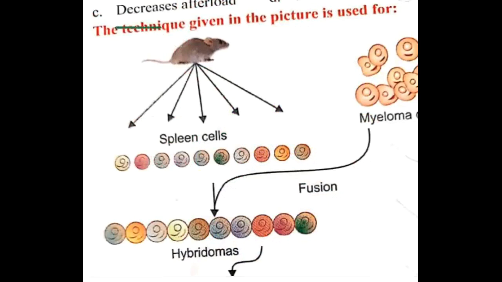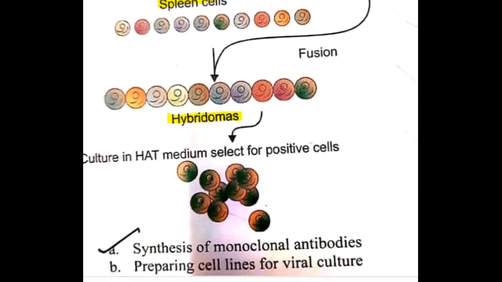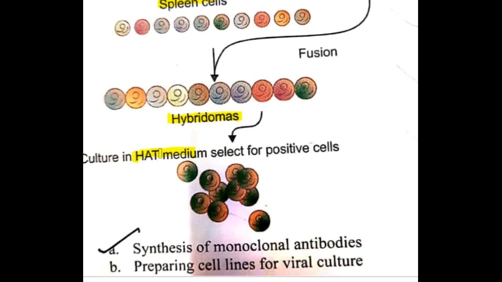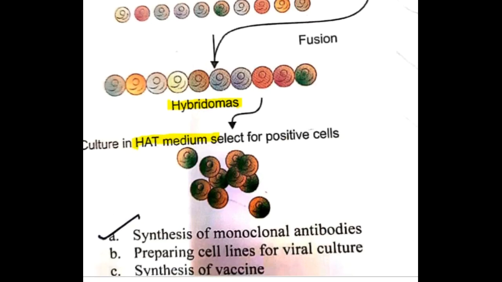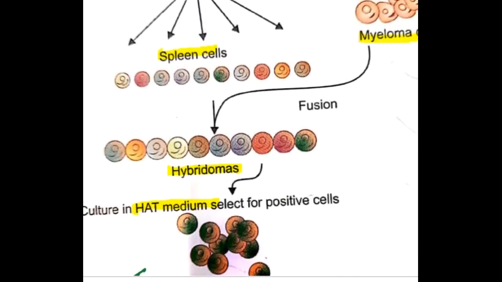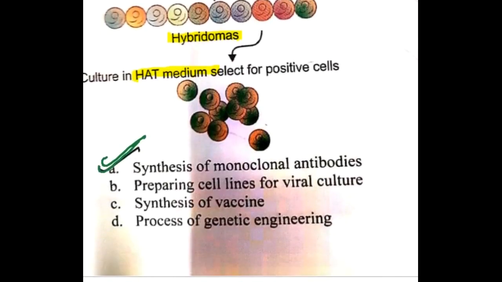Technique given in the picture. So here there is a mouse. From the mouse we have obtained spleen cells and we have fused them with myeloma cells. On fusion there is formation of hybridomas, which were cultured on HAT medium for selection of positive cells. So what is this? Actually this is the process of synthesis of monoclonal antibodies. Fusion of spleen cells with myeloma cells produces hybridoma, which will produce monoclonal antibodies, which is very important.